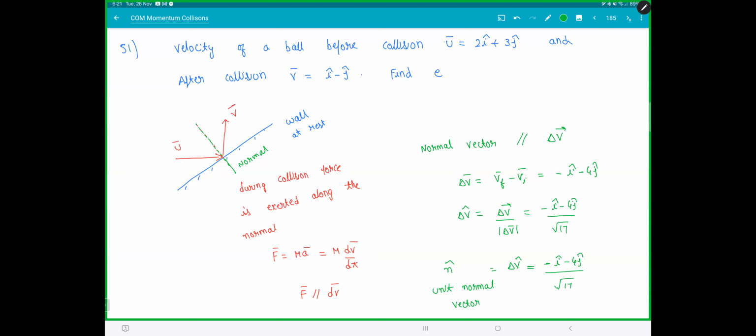Now what? Think, I'll give you one more minute. So that is how you find the information about the wall. I know the normal. No, Daksha, that's not the answer. But is this making sense, everyone? During a collision, the force is along the normal. That means acceleration is along the normal, so change in velocity is along the normal. So if I know v final and if I know v initial, the difference must be along the normal, the vector.